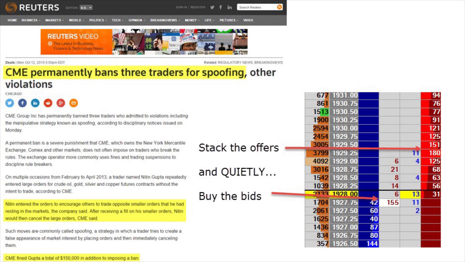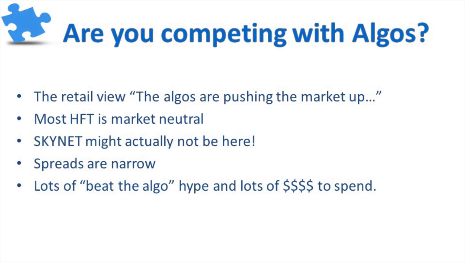So are you competing with the algorithms? Well, given the market neutral aspect of most HFT activity, it's actually hard to see how HFT is going to impact the average retail trader whose reaction times are measured in seconds and holding times in minutes and hours. After all, we've always had traders with different holding times, and that's never really been an issue before.